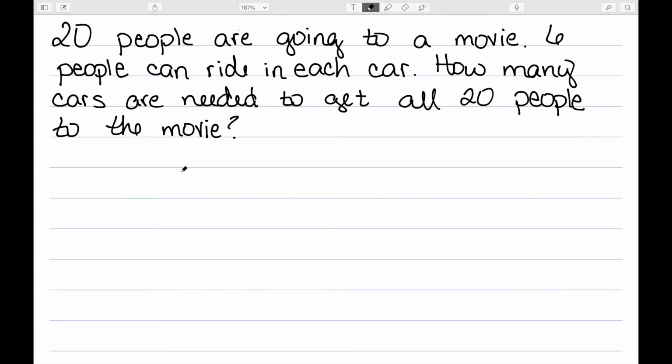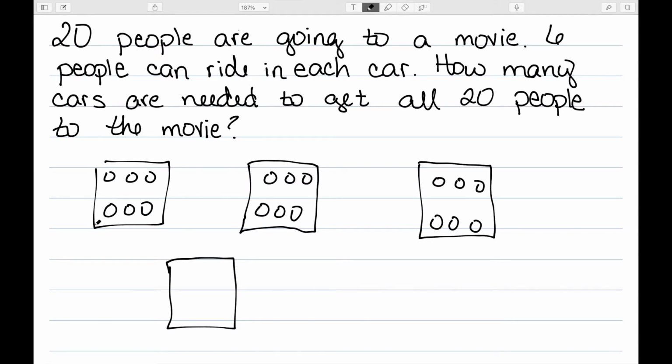20 people are going to a movie. 6 people can ride in each car. How many cars are needed to get all 20 people to the movie? For this one, if we try to group these people into cars, so 6 people per car, I have these little squares for the cars and circles for the people, I can see that I have 18 and then 2 left over. So we would have to involve an extra car for the 2 people left over.